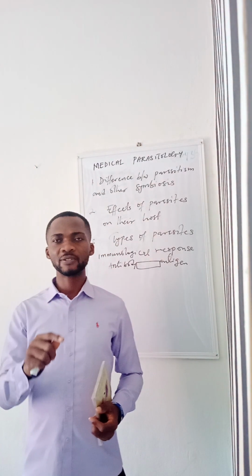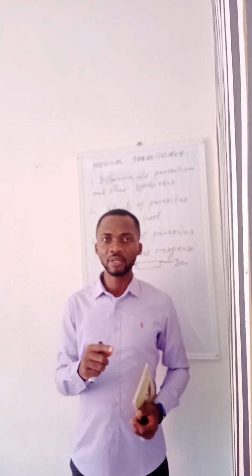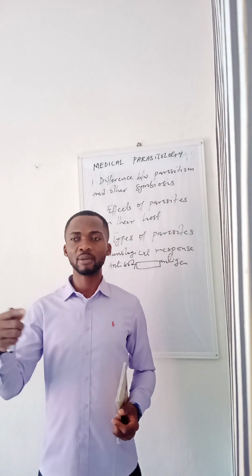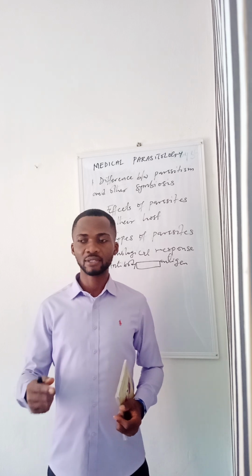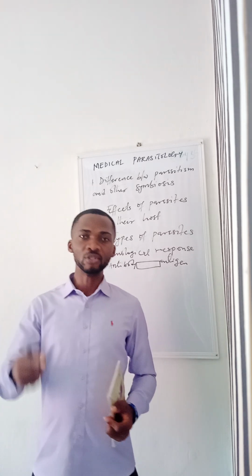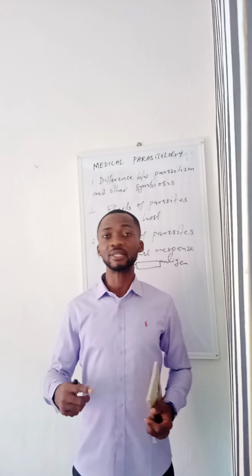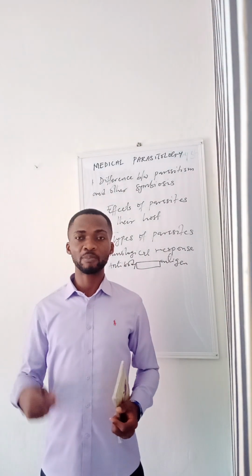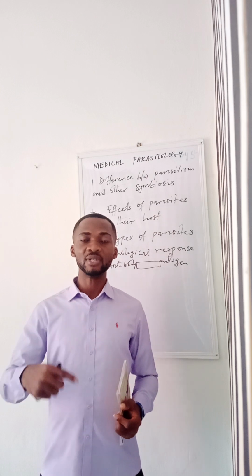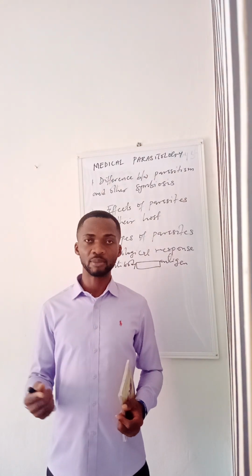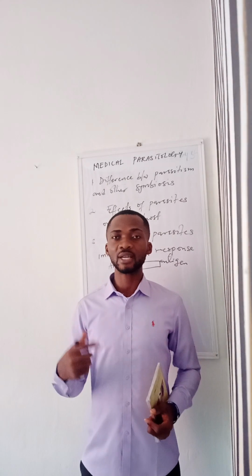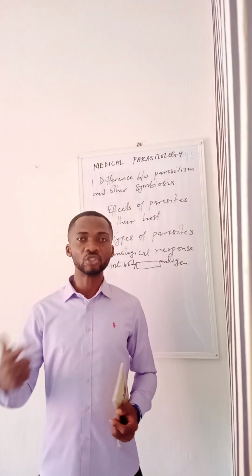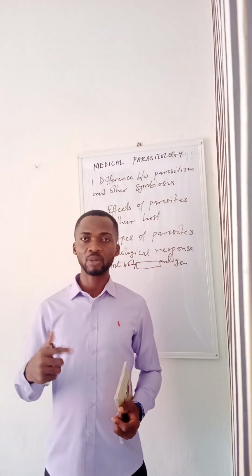And that basic difference is that in parasitism, there is an elicitation of immunological response on the part of the host. That means that once a parasite gets into the body of the host, the parasite releases what we call the antigen. And to counter the effect of the parasite, the host now releases what is called antibody. The release of this antibody is what we call immunological response on the part of the host.